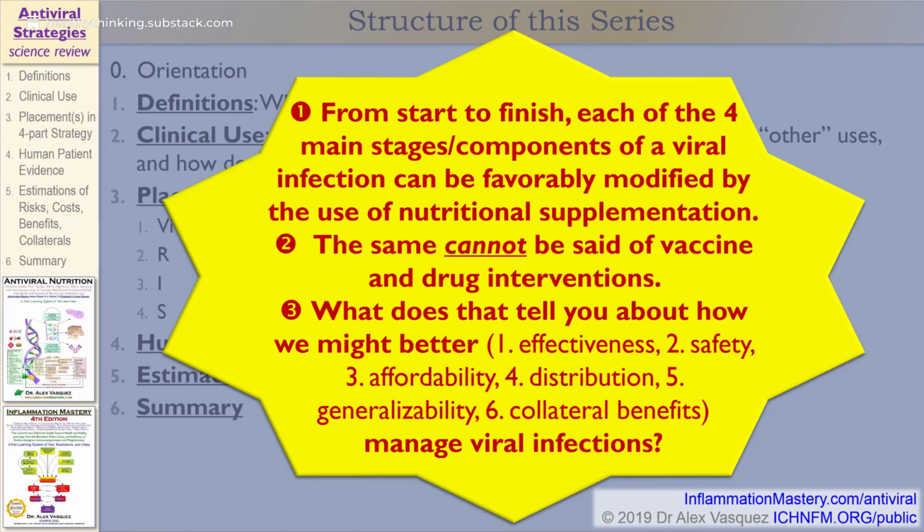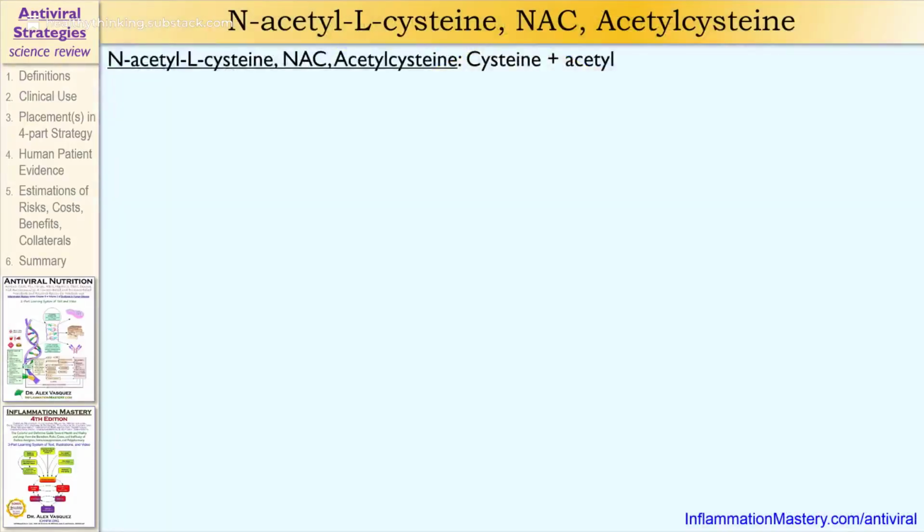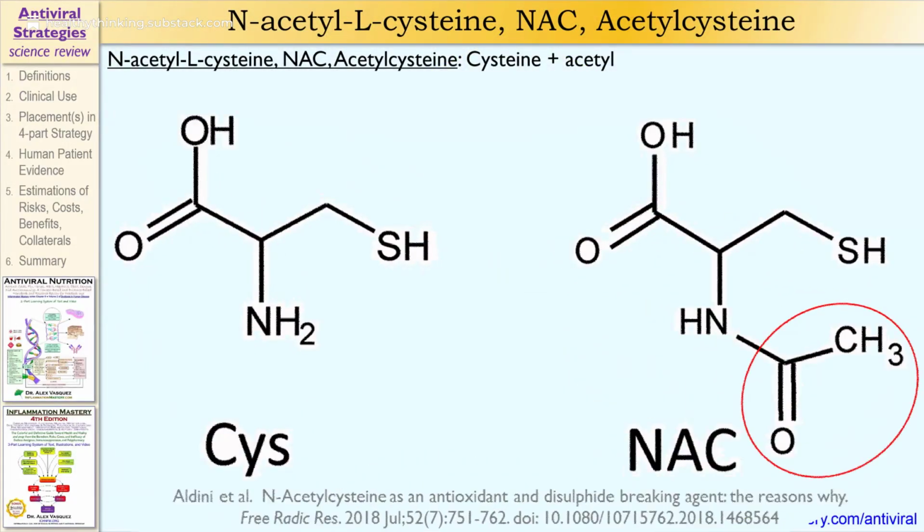So having said all of that for the introduction, now let's dive into N-acetyl-L-cysteine, NAC, or acetylcysteine. As the name suggests, acetylcysteine is simply the amino acid L-cysteine with an extra acetyl group.